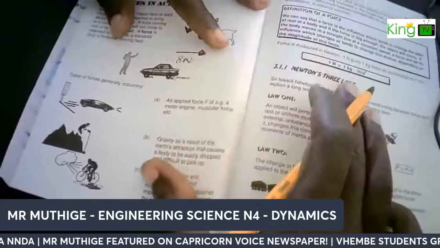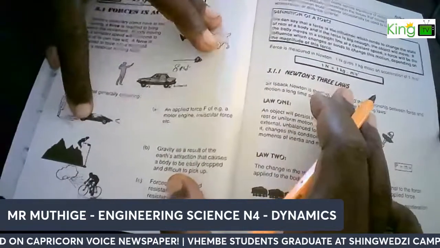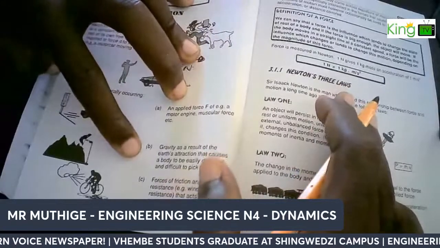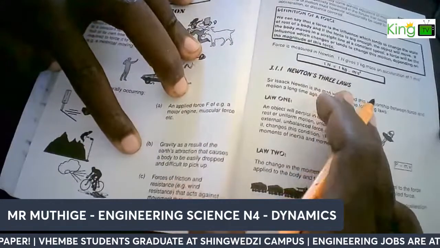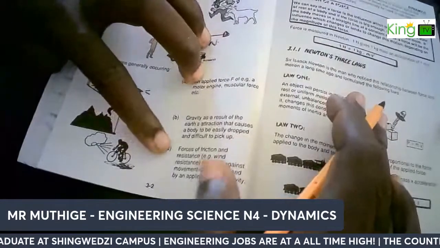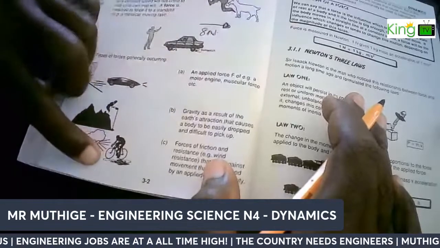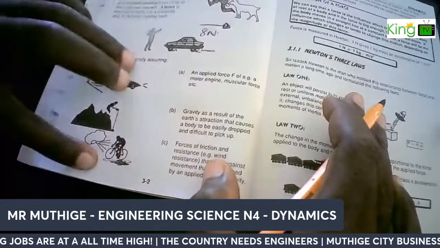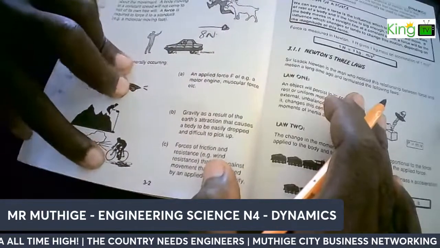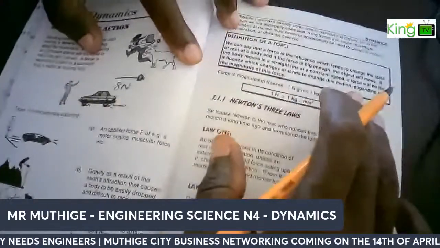The types of forces that we're going to deal with are the applied forces, for example when a car is moving. We're going to deal with the forces of gravity, as when a stone is thrown up and it comes down. And we also have the forces of friction and resistance, like when you are riding a bike on a very slippery place or on a very dry or rough surface. We'll be able to calculate those things.